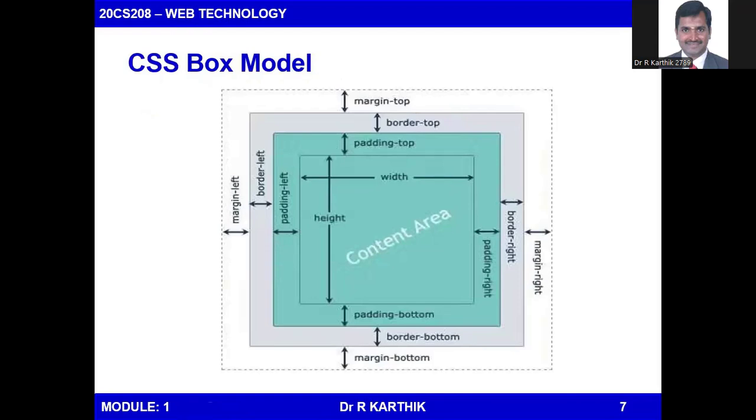Here is an example of the CSS box model. You can see the content, padding, border, and margin. The attributes for creating the content are width and height. For padding, we have four different sides: padding top, bottom, left, and right. Similarly, for border and margin, we have top, bottom, left, and right. These are the attributes used for controlling the boxes. Border width, border style, and border color are some examples.